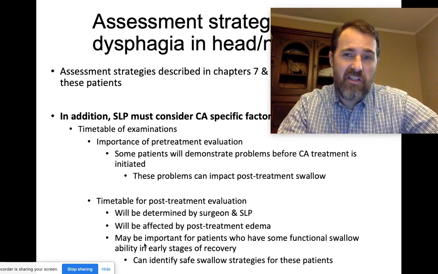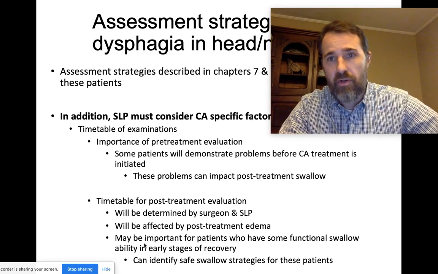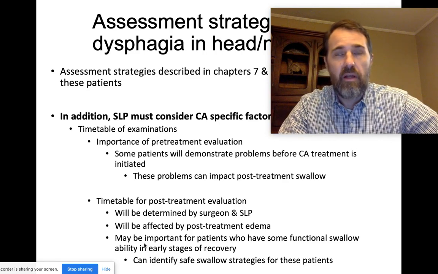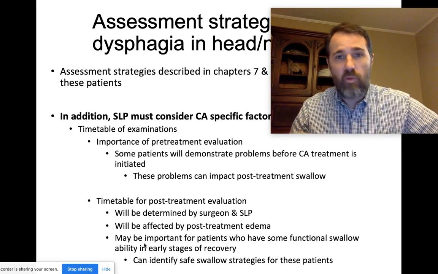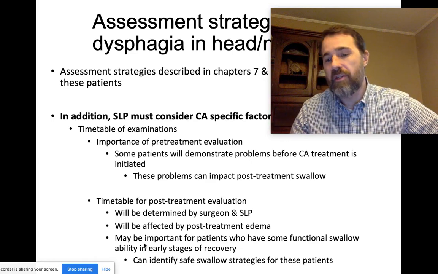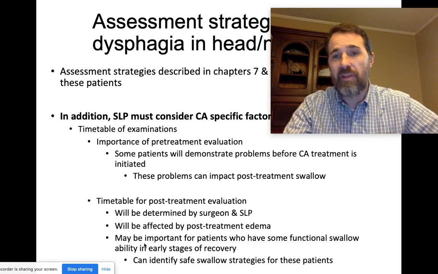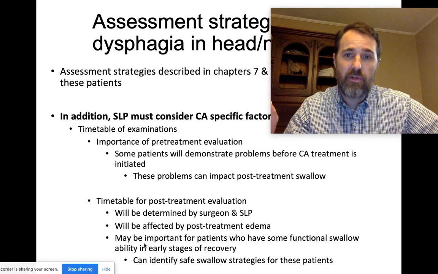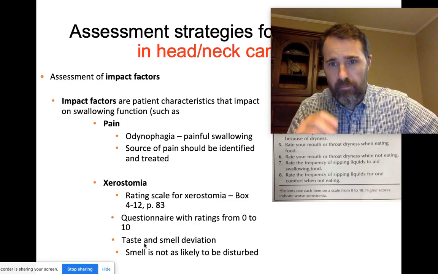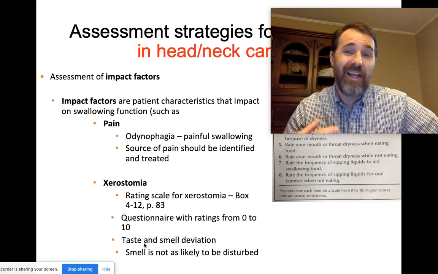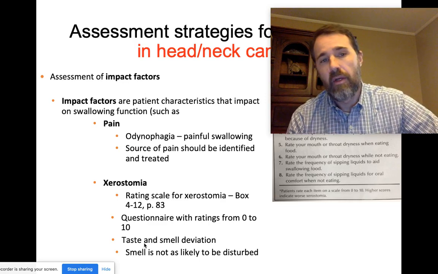as well as the extent of the surgery that's going to take place, as well as the extent of the radiation or the chemo that the patient is going to have to go through. Those are things that you have to keep in mind because those are going to impact the patient's swallow and their ability, and their desire, to take food.